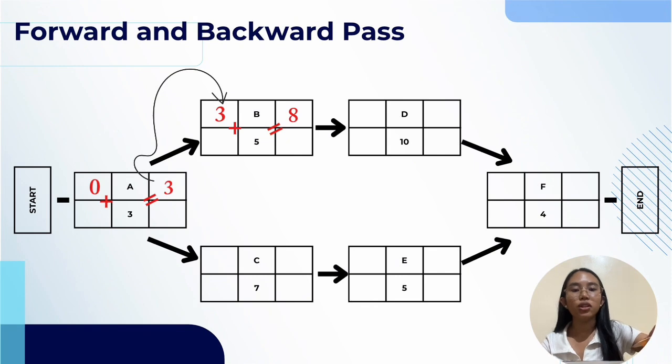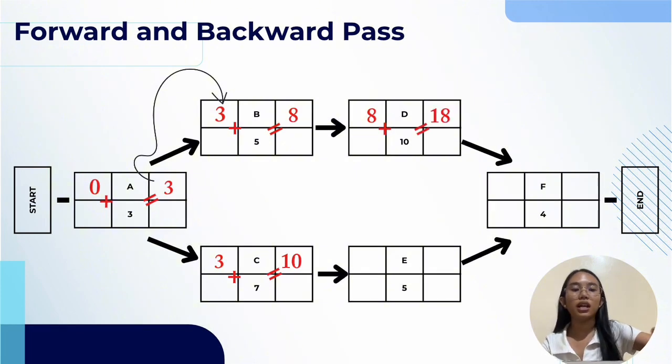The same procedure sa activity C since ang predecessor naman nito is A. So, ang value na 3 ita-transfer natin sa activity C. Same process, 3 plus 7 equals 10. And then, sa activity D naman, same ulit. Ita-transfer lang natin ang value sa earliest finish ng activity B sa earliest start ng activity D since ang predecessor ng activity D is B. So, 8 plus 10 equals 18.